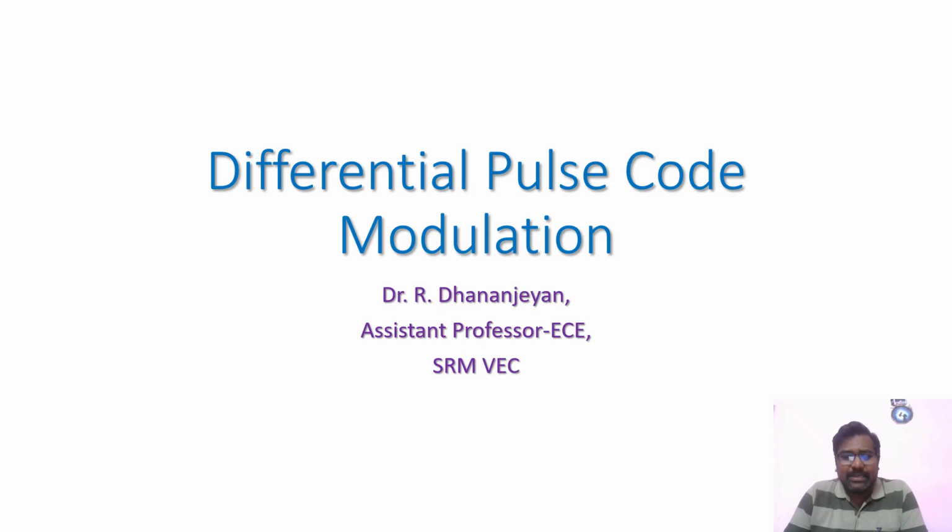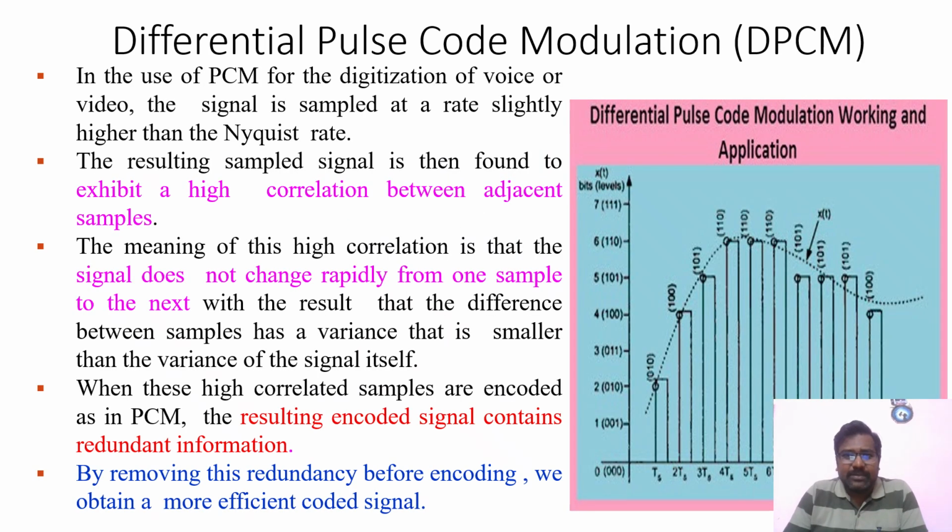Now we discuss the topic differential pulse code modulation, which is shortly called DPCM. In the use of PCM for the digitization of voice or video, the signal is sampled at a rate higher than the Nyquist rate, that is, Fs greater than or equal to 2Fm. So at that rate the signal is sampled.